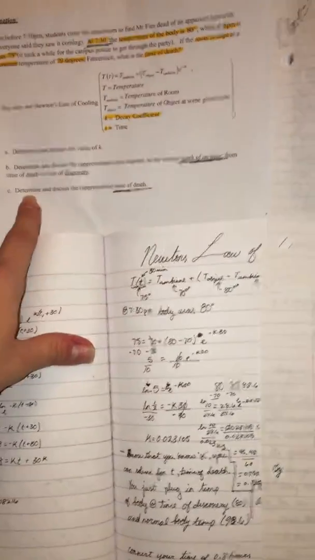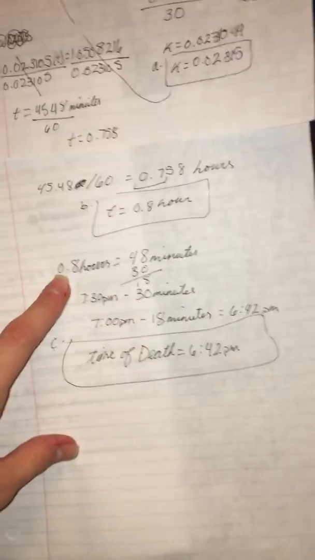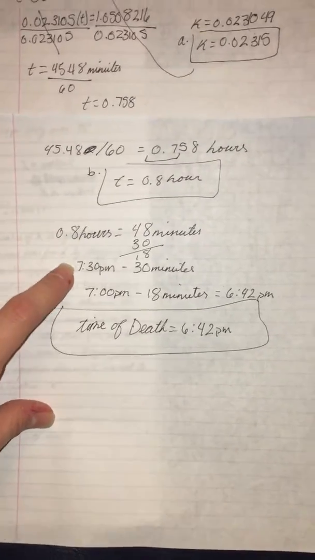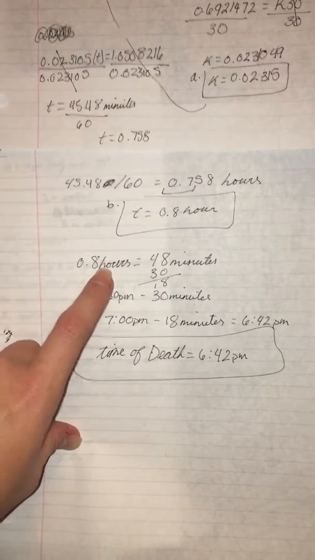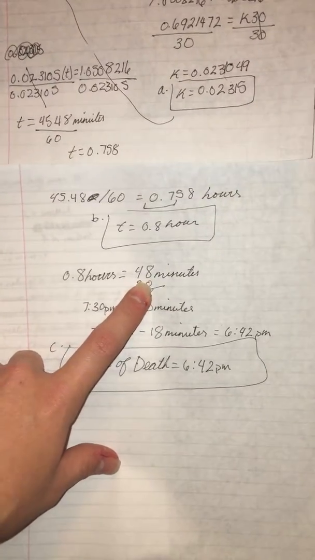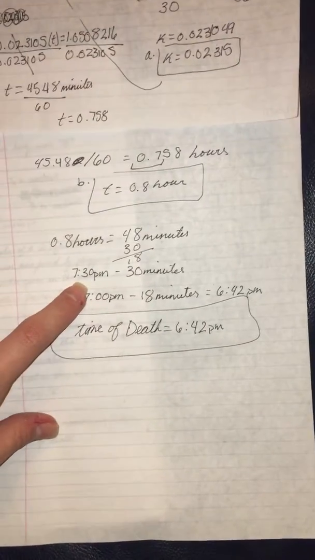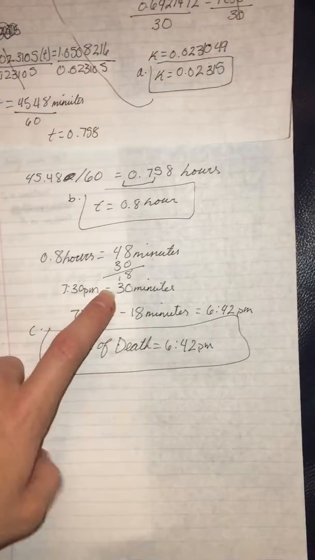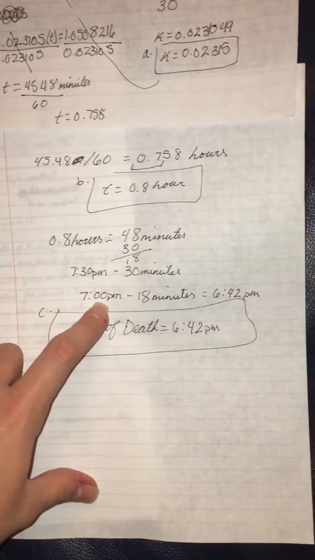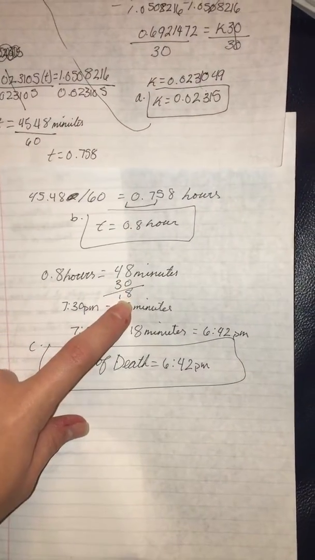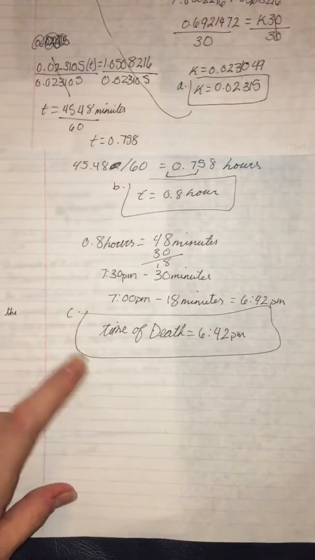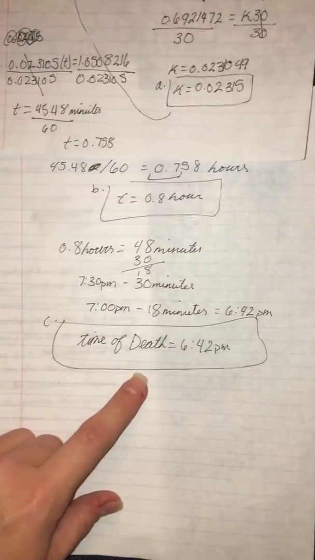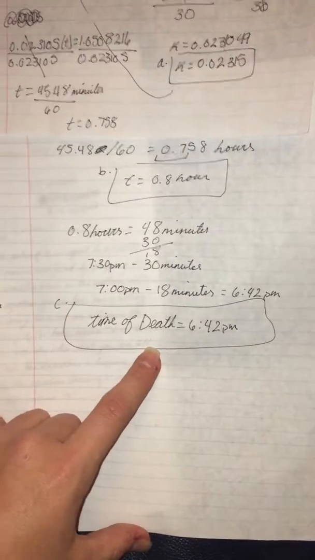Then for C, we wanted the approximate time of death. For me, it's much easier to go for minutes and subtract from a time than it is hours. So I converted 0.8 hours back to minutes, which gave me 48 minutes. I took 7:30, which was the time of discovery, and subtracted 30 minutes, which gave me 7 o'clock p.m. As shown here, I still had 18 minutes left, subtracted it from 7, and it got me 6:42 p.m., which gave me C, and the final answer to the situation: the time of death was 6:42 p.m.